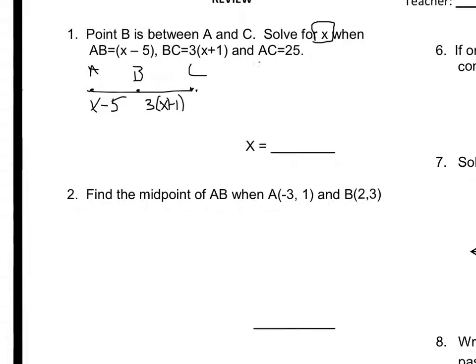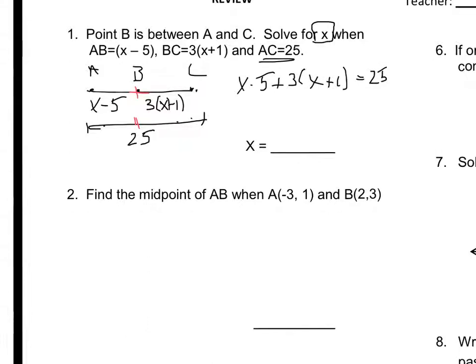And I also know that AC, the whole thing right here, is 25. So I have the two parts and I have the whole thing. So what I can do is add the two parts together and then set that equal to the whole thing. So I get x minus 5 plus 3 times (x plus 1) equals 25.